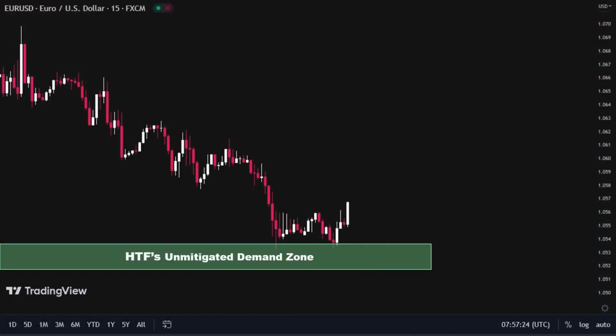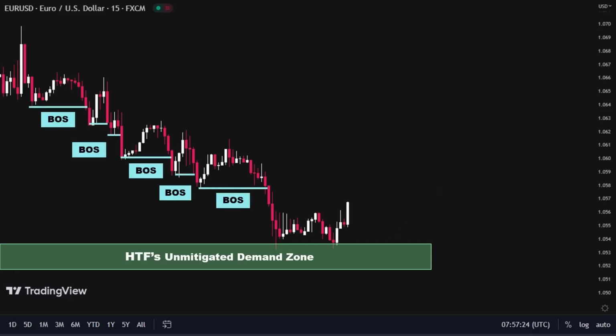So here we have the 15-minute time frame of euro-dollar on our chart. As you can see, price created a series of BOSs to the downside until it reached this unmitigated demand zone, which is created in the higher time frame and then reversed to the upside. The price has broken out this structure to the upside with an engulfing candle, so we spot a CHOCH.